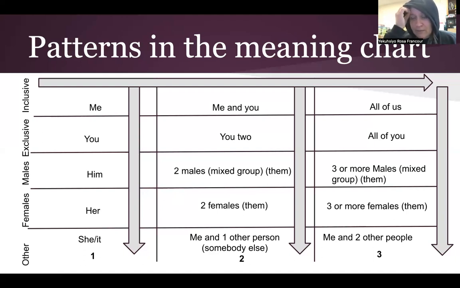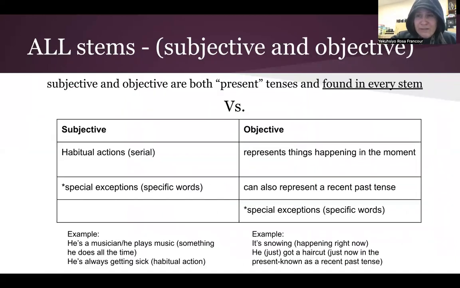If you're not 100% on it, keep practicing, write it down, even in English, because when you learn new pronouns, you should automatically know what they mean based on this standard organized chart of meanings. So we learn subjective and objective pronouns for every stem. We're talking about the O stem today. When and why and how do we use these pronouns?